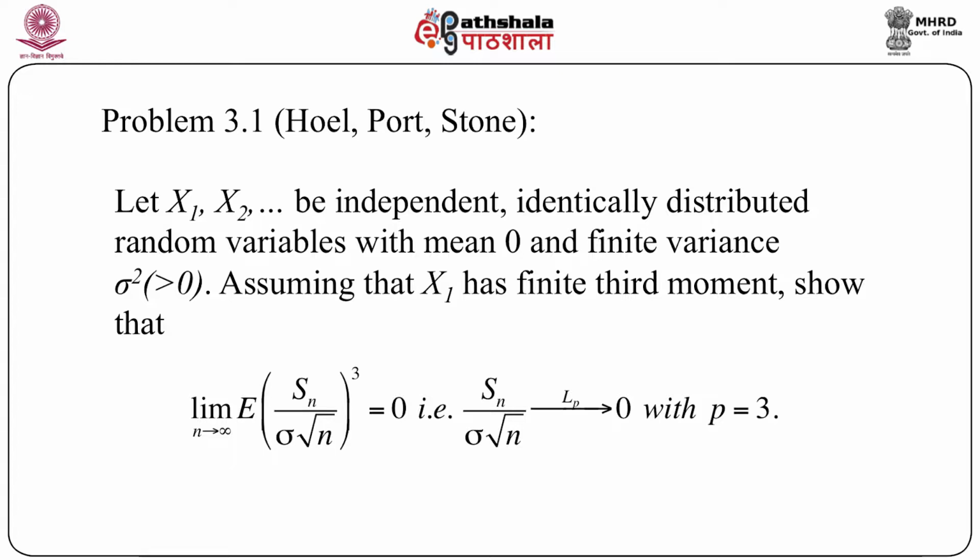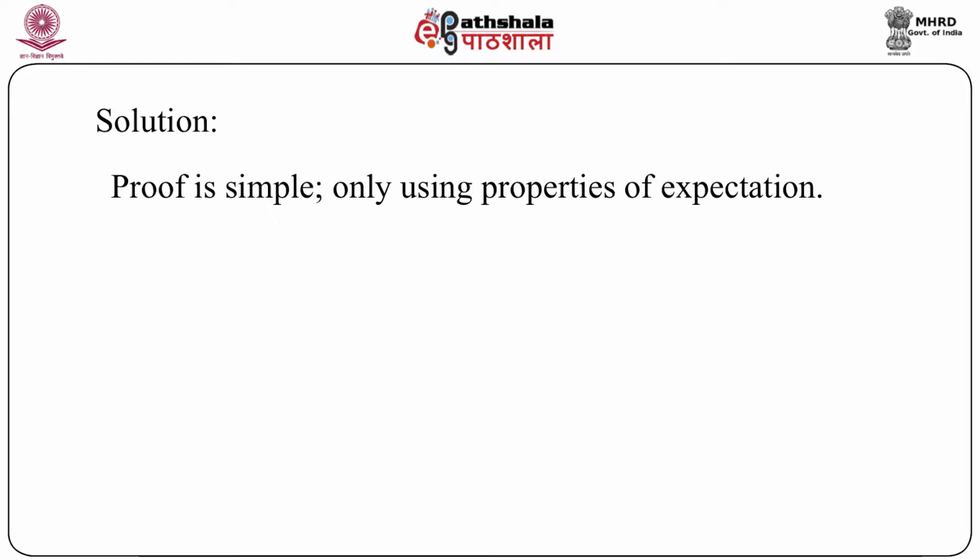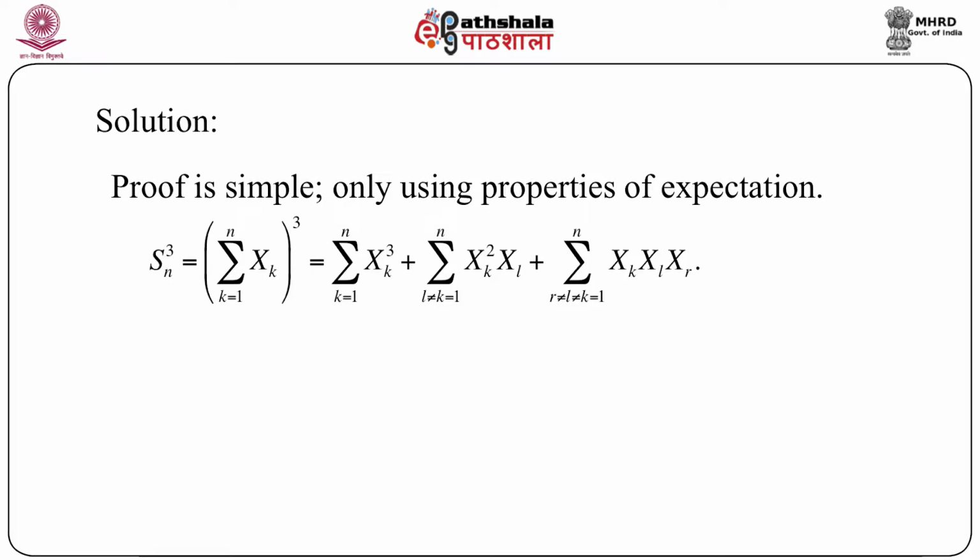So although this is a problem on convergence in probability theory, it starts with a simple algebraic manipulation in deriving a few expressions which are essential in order to prove this result. And remember, we will use only the properties of expectation here. So the proof is supposed to be very simple. Let's see whether it is really simple or not. But remember, it starts with the algebraic manipulation of Sn cube.